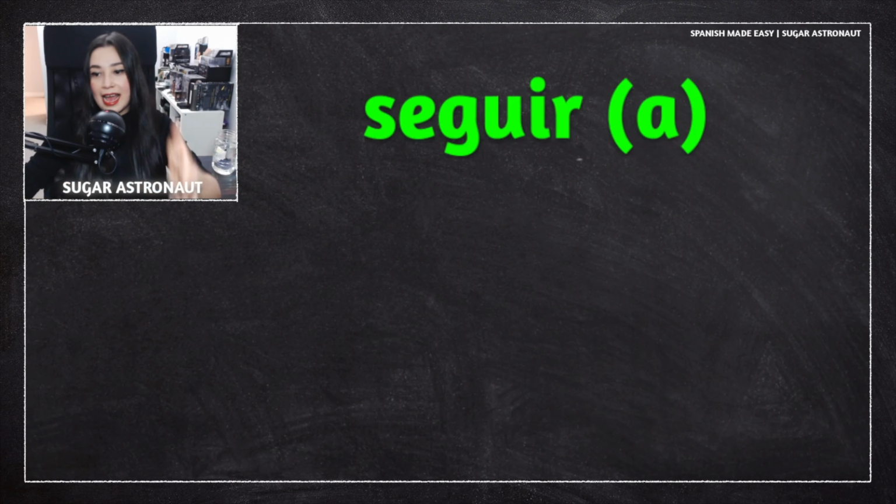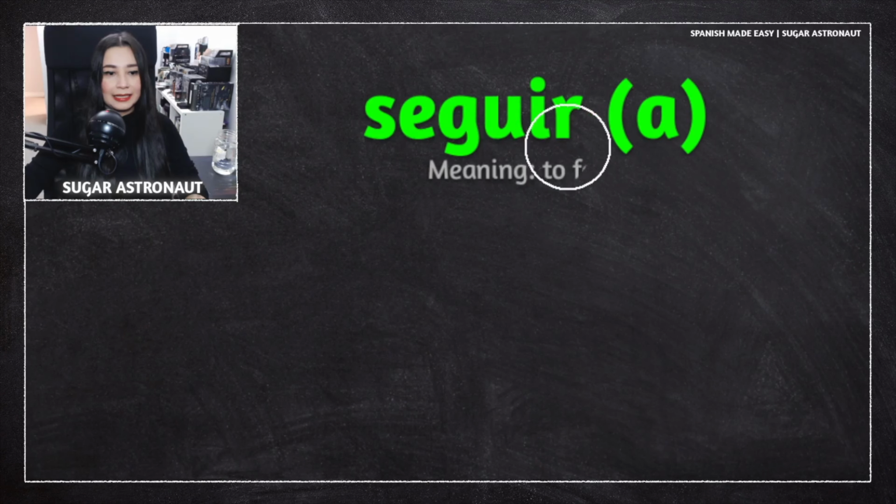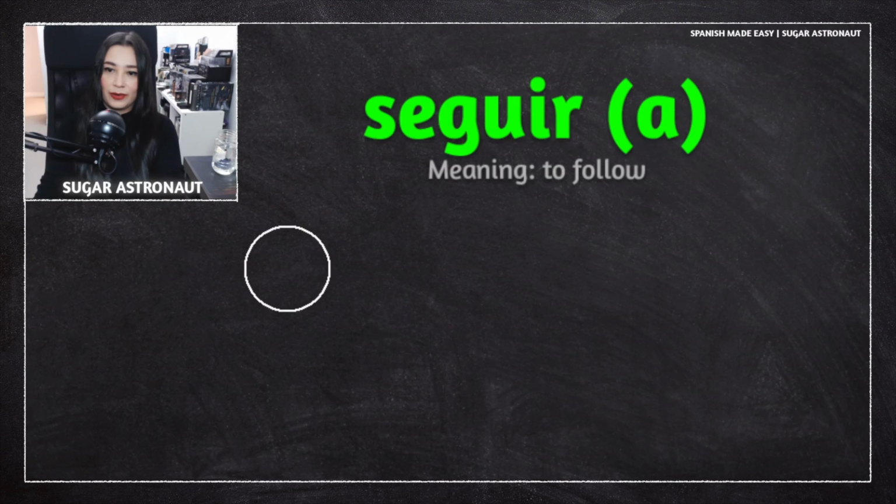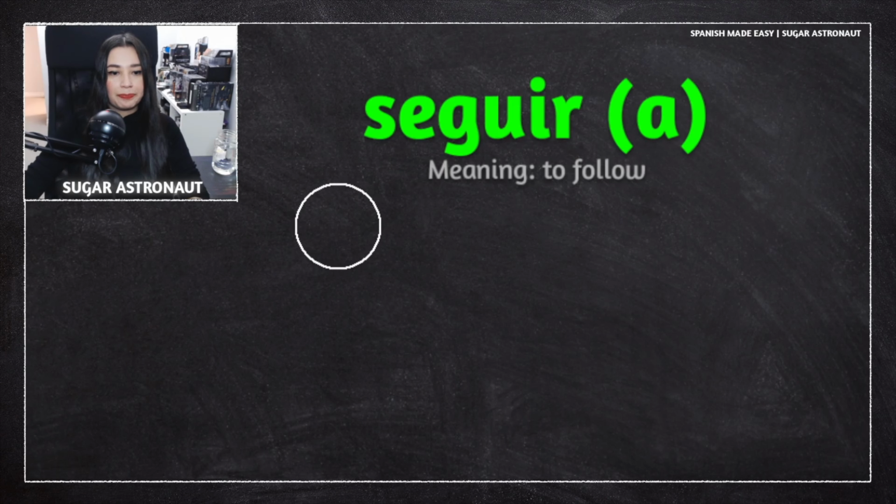Seguir a, okay? Seguir a means to follow. So that's one of the main basic meanings of the verb seguir. Sometimes you might have to say a, sometimes you don't, and I'll explain why. Don't you worry about that. Okay, let's look at the first example.